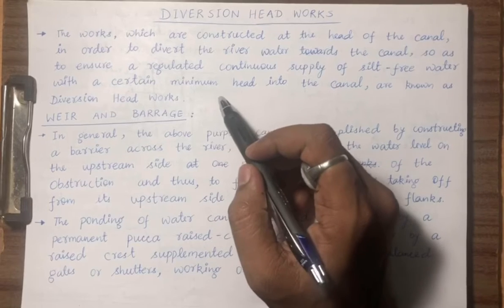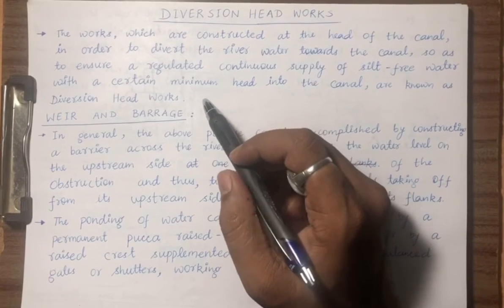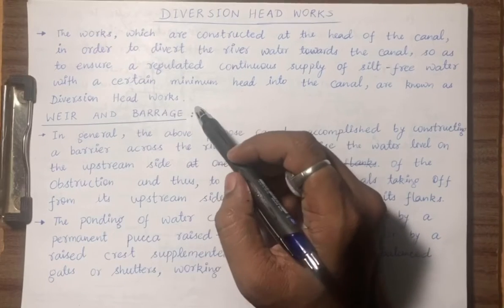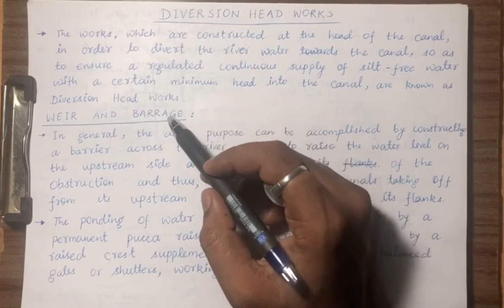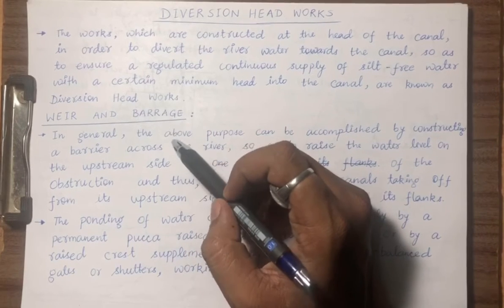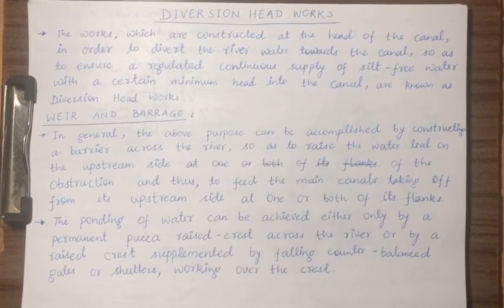So what are these works? What are these structures called? Weir and barrage. There are two types of diversion headworks. These terms you must have learned or heard. So let us see how these are different.